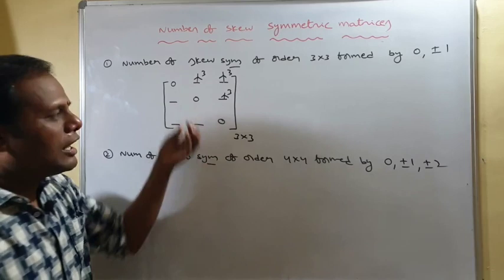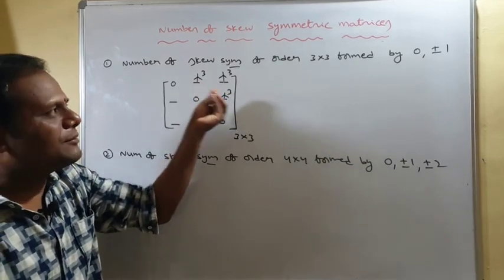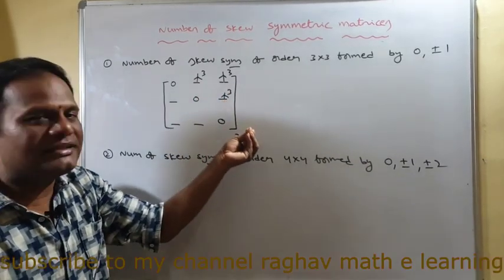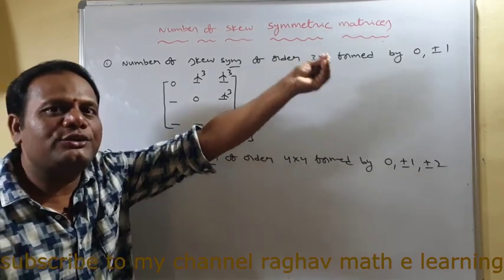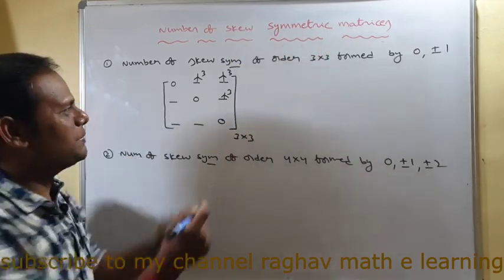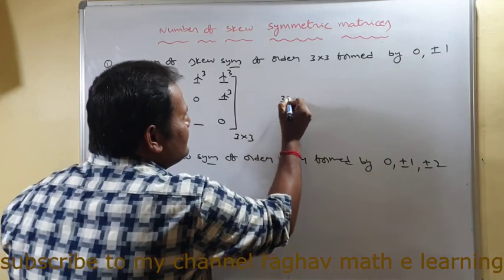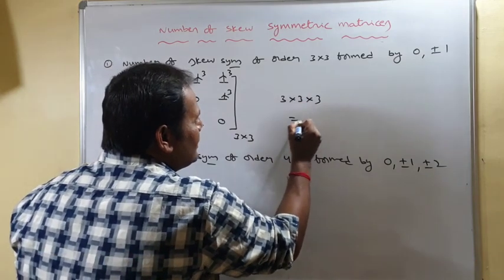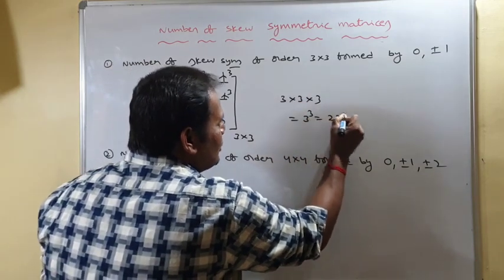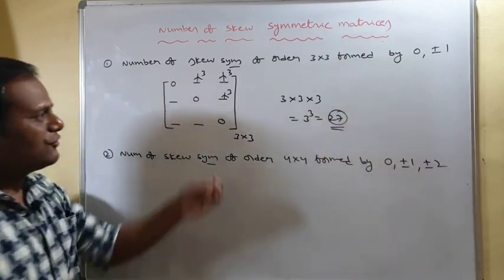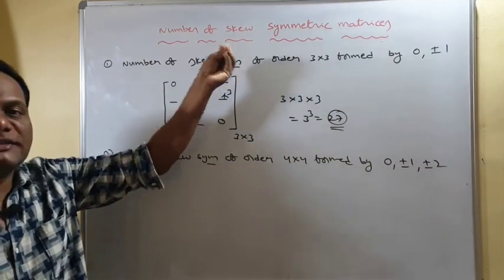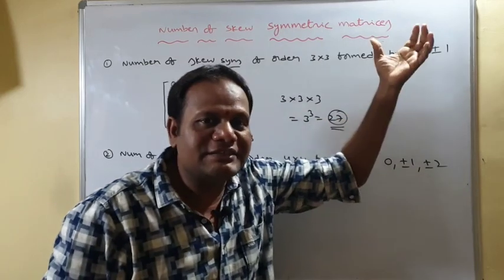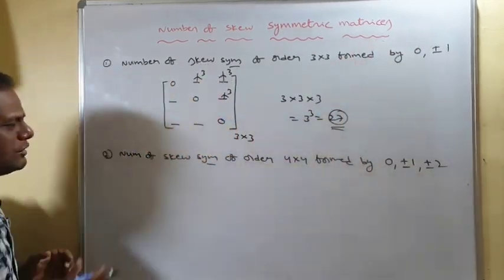Okay, so how many skew symmetric matrices of order 3 by 3 can be formed by using the elements 0, plus or minus 1? That is 3 into 3 into 3, what is it? 3 cube. So totally how many such matrices? 27 skew symmetric matrices you can form using these elements. Okay. Coming to next one.